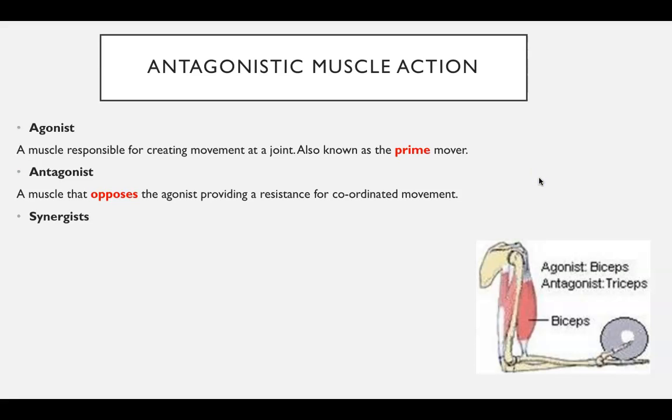So we have a synergist. Synergists are muscles that work together to enable the agonist to do its job efficiently and effectively. For example, with regards to the muscles that we know in the arm, we know biceps brachii, we know triceps brachii. We also know the pronator and supinator that just go over our elbow joint.